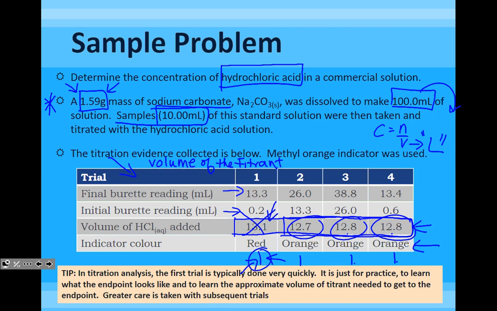Okay, in titration analysis, the first trial is typically done very quickly. It is just for practice to learn what the endpoint looks like and to learn the approximate volume of titrant needed to get to the endpoint. Greater care is taken with subsequent trials.